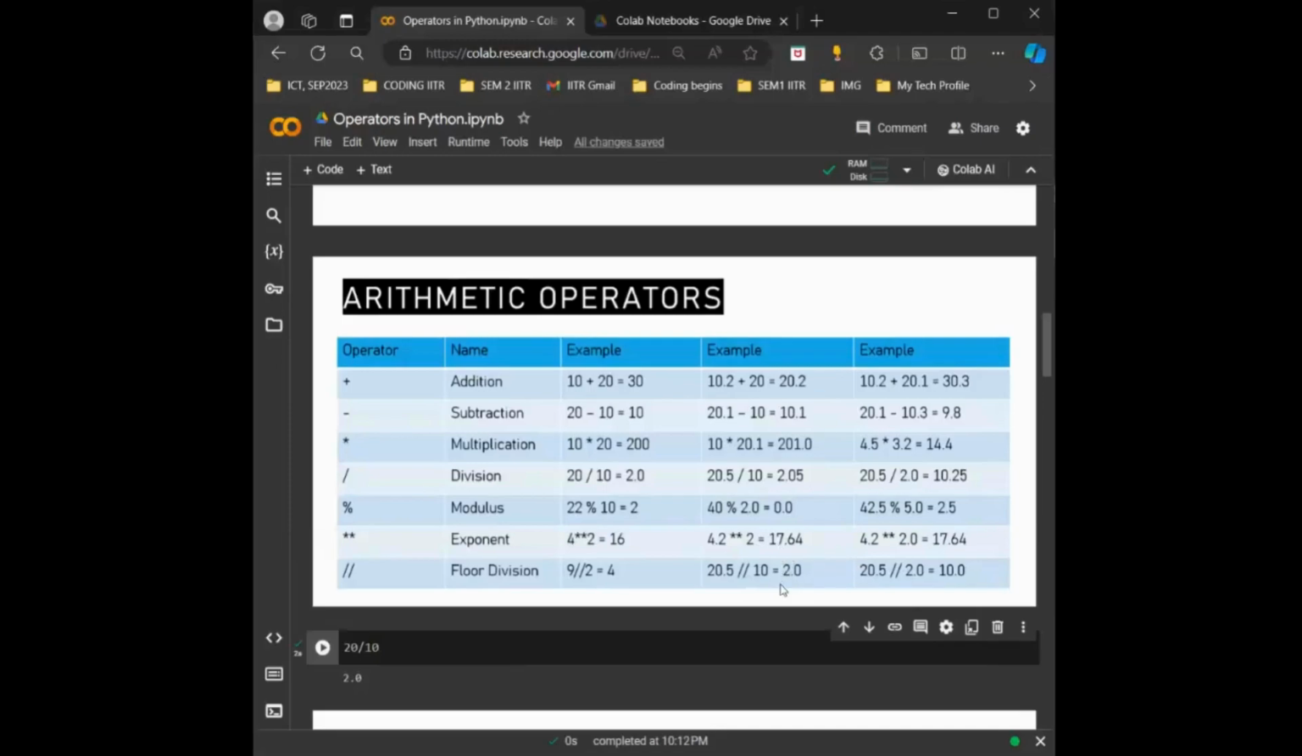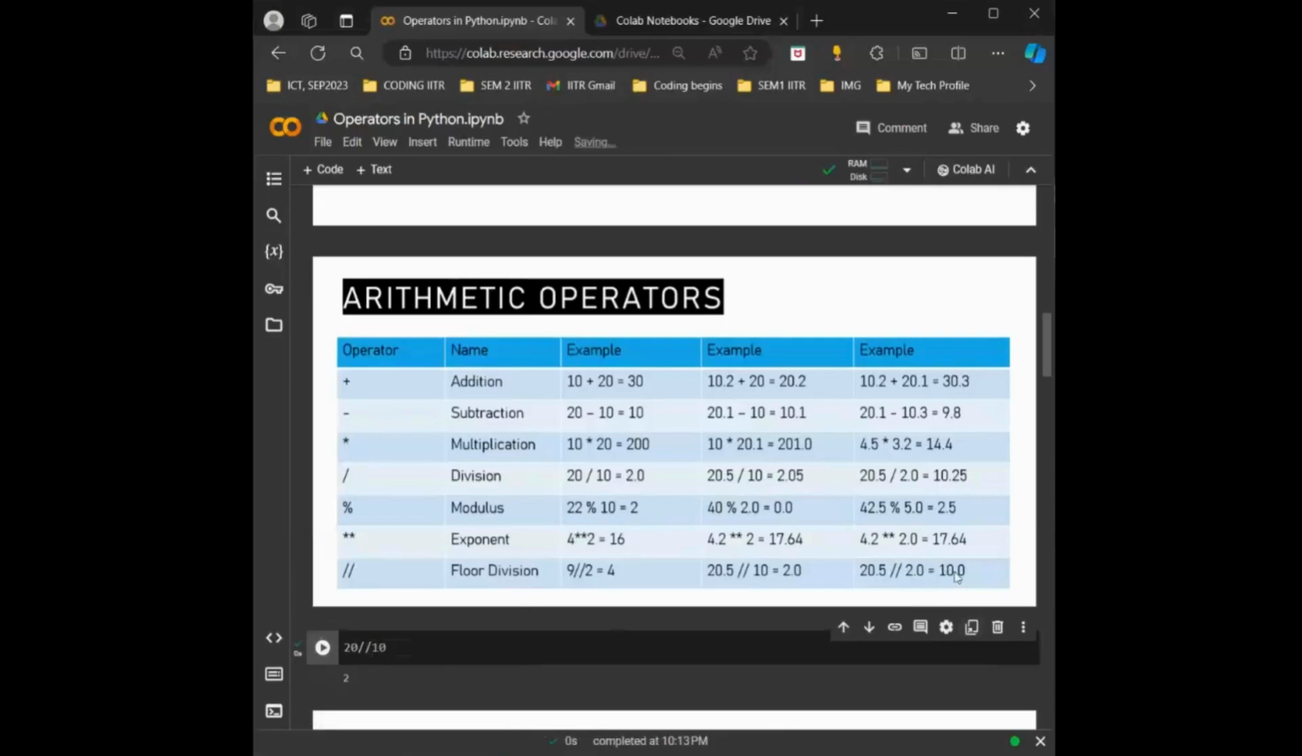If we divide 20.5 by 10, the result will be 2 point something, but we are getting 2.0, which states that it is ignoring the decimal part, the precision part, and it is just replacing the precision part by 0 and giving 2 as the whole number to us. So this division already executed 20/10 and the result is 2.0. I'm just making it double slash here and we'll run the code again, to which the result will be 2.